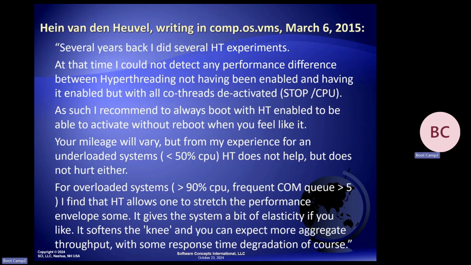So he's giving me a temptation to try this. It gives the system a bit of elasticity, if you like. It softens the knee of the performance curve, and you can expect more aggregate throughput with some response time degradation, of course. I started thinking about, well, how could you take advantage of both of these things? Because we had just been using best practices of just turn hyperthreading off, and that kind of eliminates the possibility of getting any benefit from it.